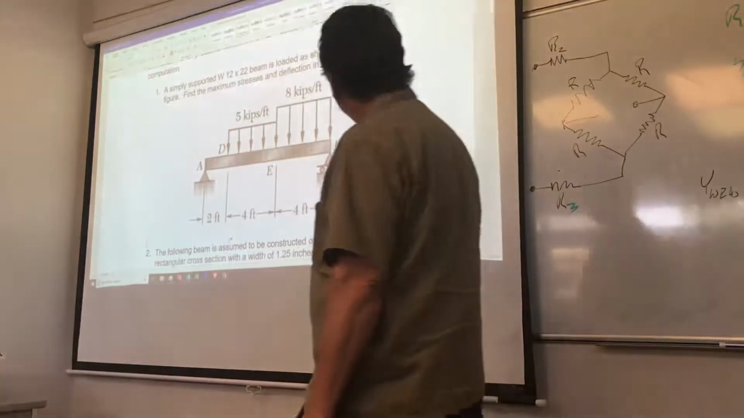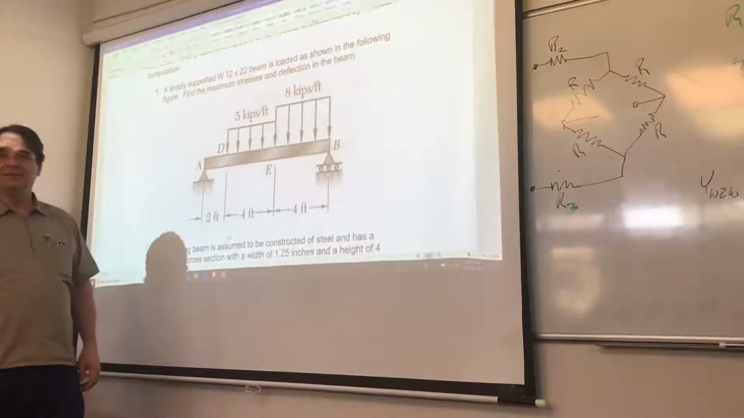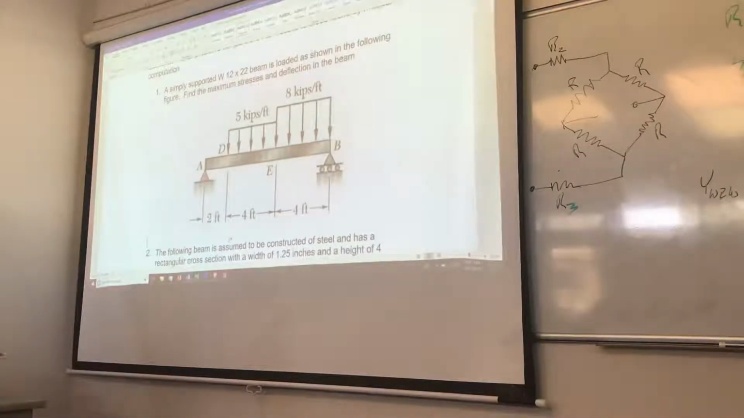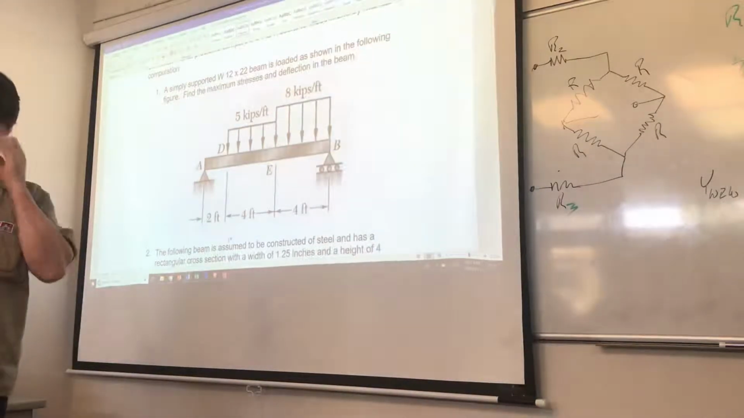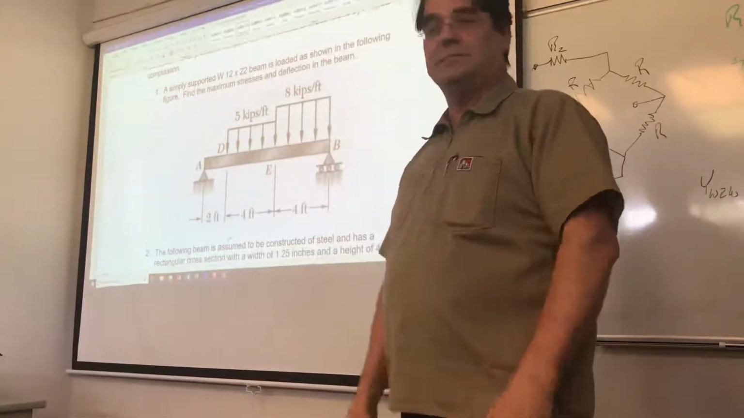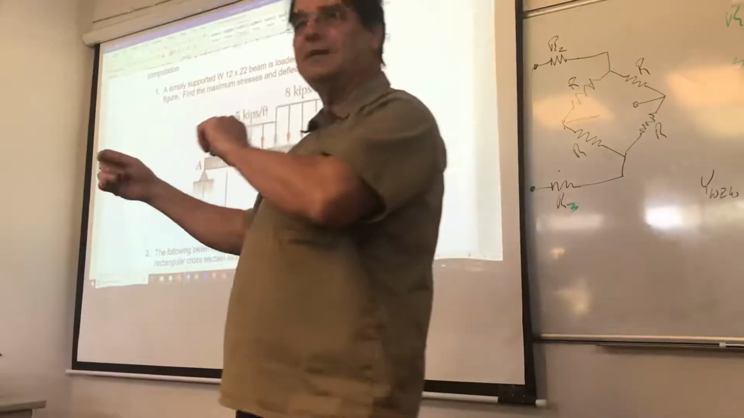If we're going to put 8,000 pounds over here and 5,000 pounds over there, which means we're putting 13,000 pounds on it, do you think we need to worry about the weight of the beam? No. Since we have 13,000 pounds on it, it's slightly over 1% of the load, and I don't trust my answer to 1%, so I'm not going to worry about the weight of the beam. We can if we want to, but it doesn't really matter.